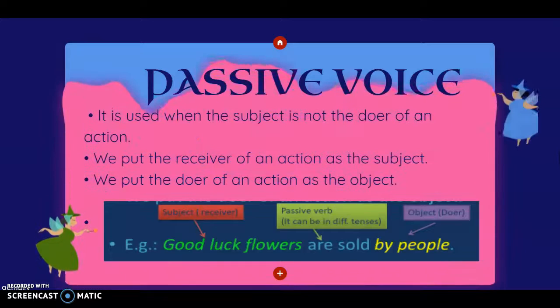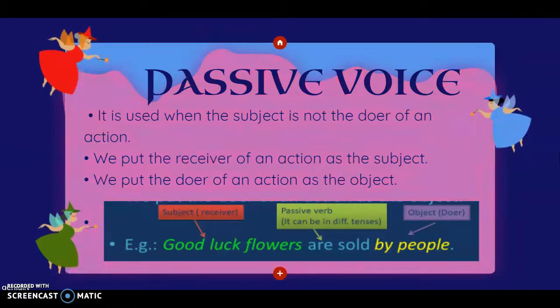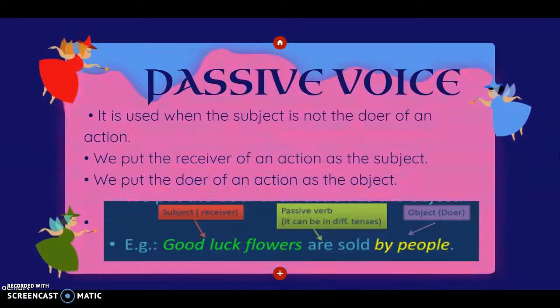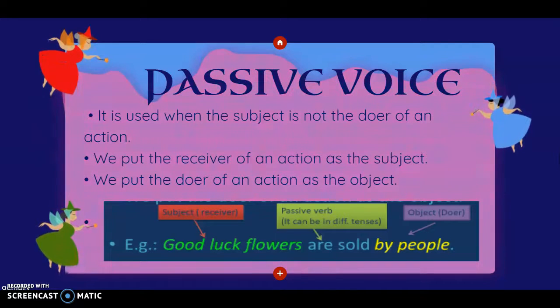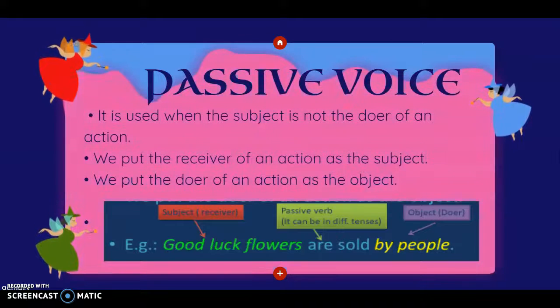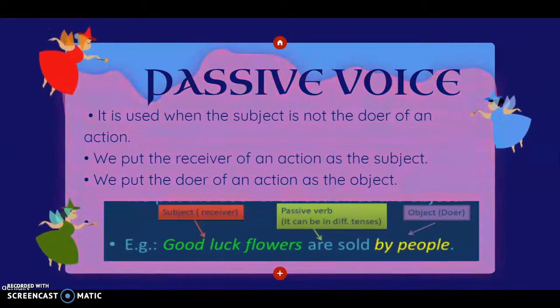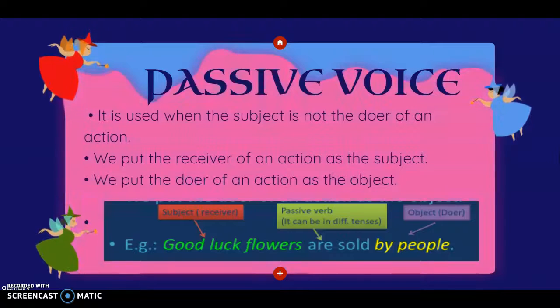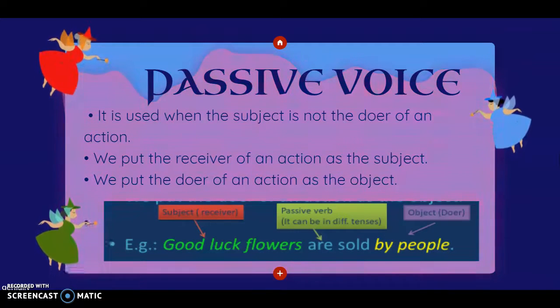So passive voice, when do we use it? It is used when the subject is not the doer of an action, when we don't know who is the subject of the sentence, who is doing the action, or we really don't care who is the one performing the action. Okay, so we put first the receiver of the action, the original object of the sentence. We're going to put it now like the new subject of the sentence.